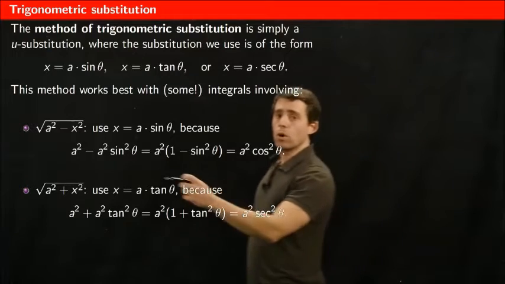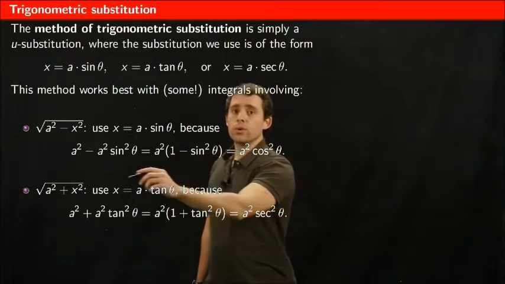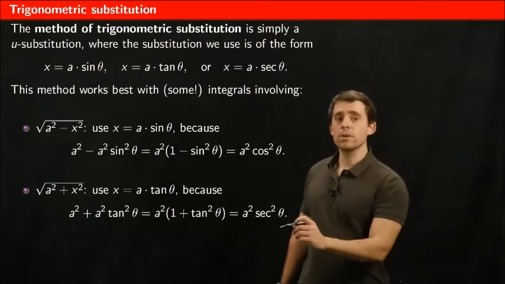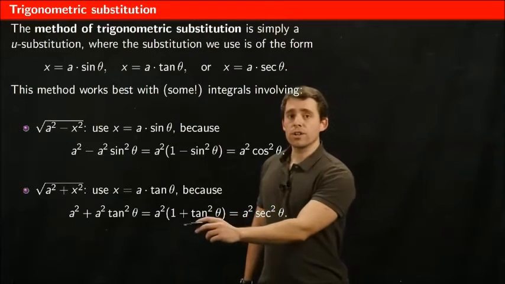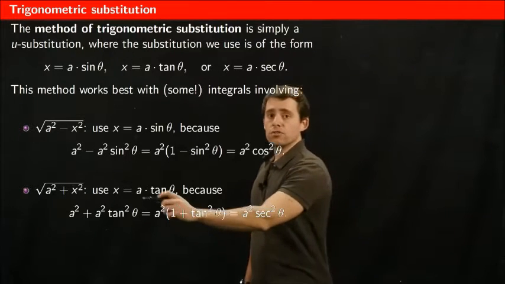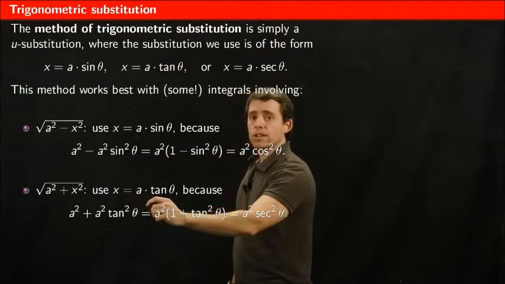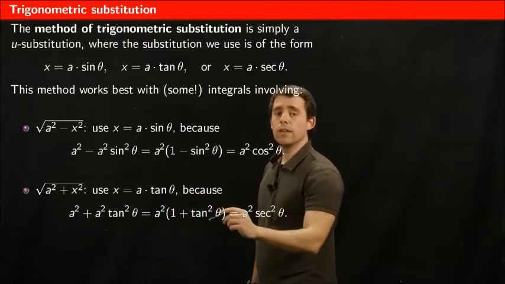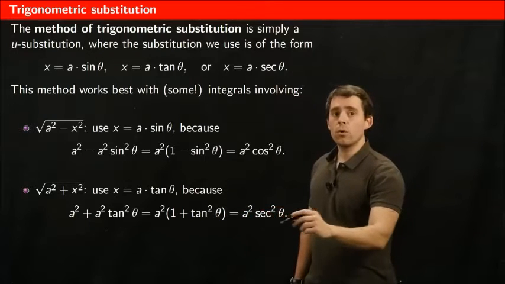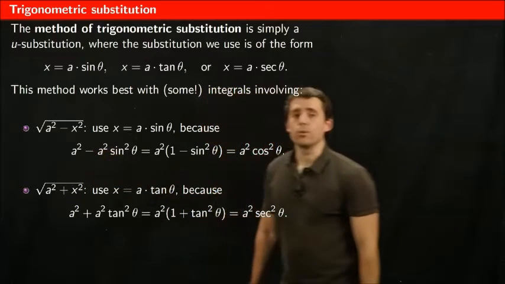Similarly, if you see a constant plus the square of a variable under a square root, usually we use x equals the constant a times tangent theta, because now we are going to exploit the trigonometric identity that 1 plus tangent squared theta equals secant squared theta. Once you plug in this value of x, you get a squared plus a squared tangent squared theta. You pull out the a squared, and 1 plus tangent squared theta becomes secant squared. Again, this whole quantity is a square, and when substituting here, we can cancel out with the square root.